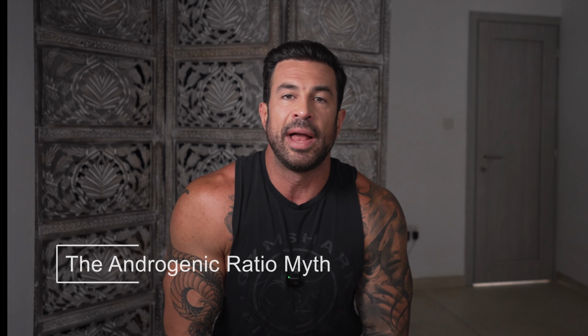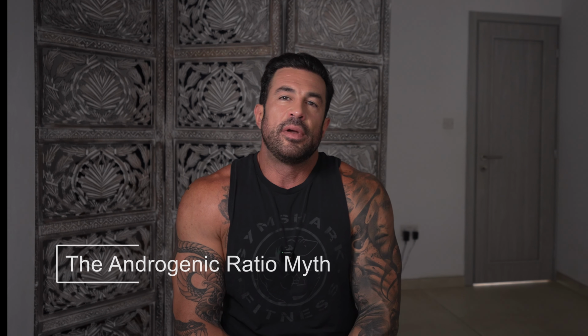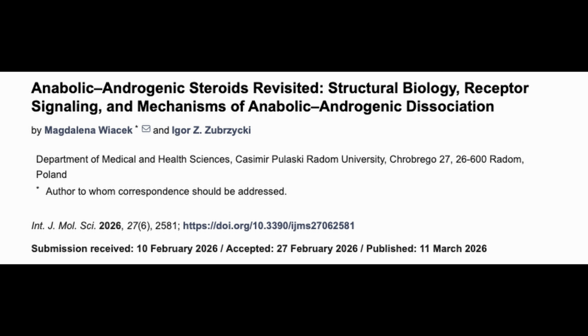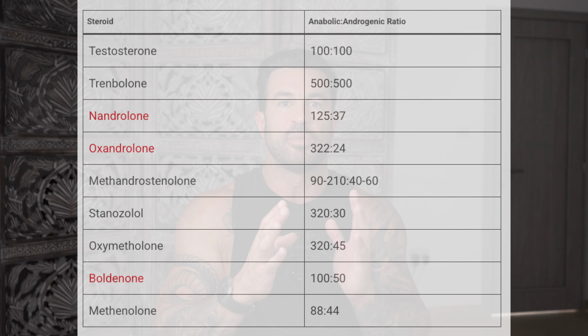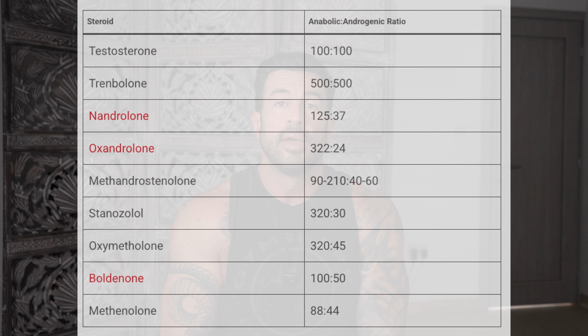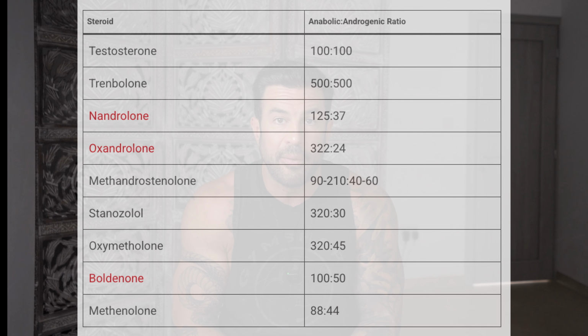Something worth mentioning too is the anabolic to androgenic ratio. So firstly, many people do not even believe in its credibility, because it was synthesized from experiments on animals, not on humans. And by the way, what it means is every steroid has an anabolic to androgenic ratio comparatively to testosterone. So testosterone is a 1-to-1 ratio. Then you have other steroids which will have different ratios according to how anabolic they are versus how androgenic they are.